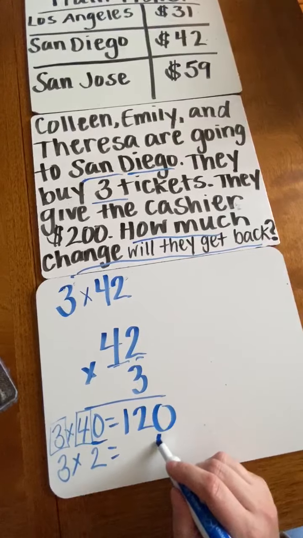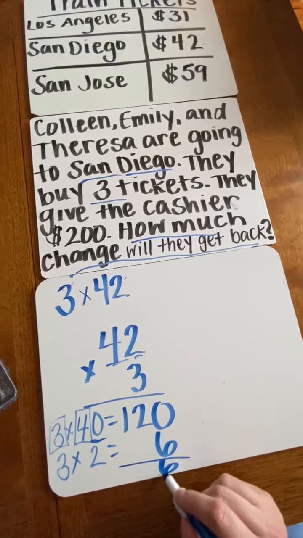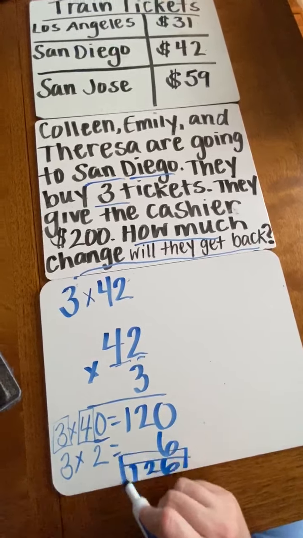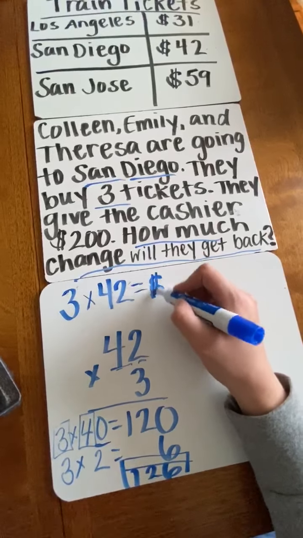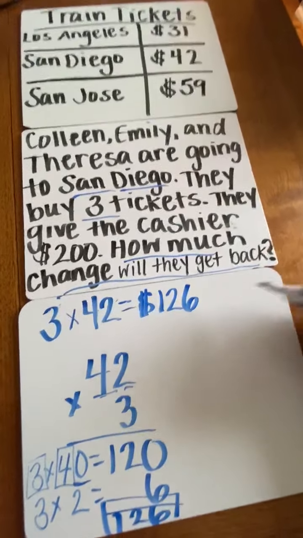3 times 2 is 6. When I add them up, 0 plus 6 is 6. Bring down my 2 and bring down my 1. So they paid $126 for all 3 of their tickets.